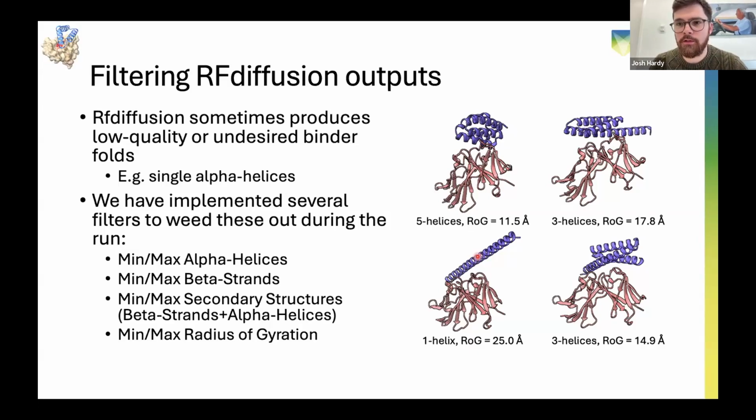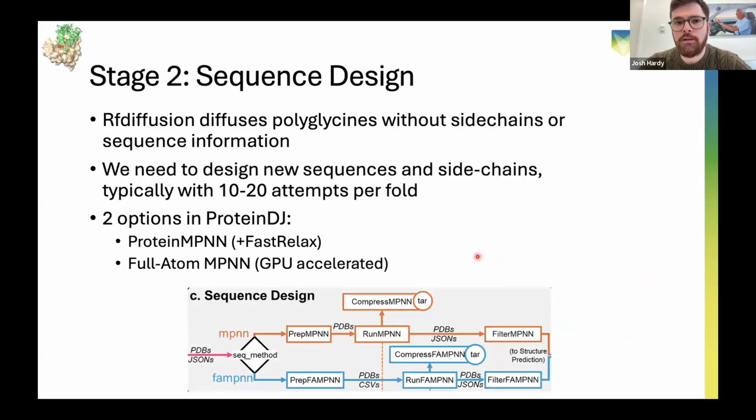We've got our backbones. We need to generate a sequence. And to do this, we're going to generate multiple sequences per fold. So we're going to really expand the number here of structures that we're working with. Typically, you would do 10 to 20 attempts per fold. And in ProteinDJ, we've put in two methods. So there's two programs that you can use to do the sequence generation step, and they have their different algorithms and advantages for doing this.